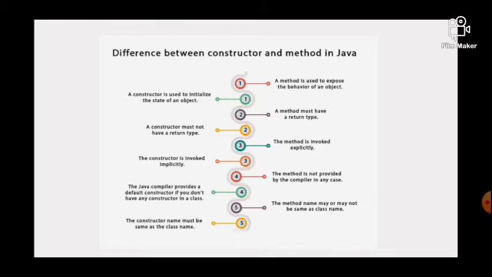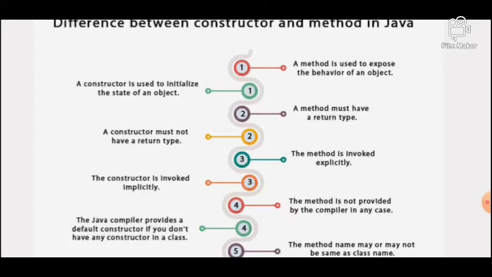The main difference between them is that a method is used to expose the behavior of an object, while the constructor initializes the object when we are creating it. Method must have a return type. I think you used functions in the C programming language; in Java, or object-oriented programming, we use the same thing as a method. We are not talking about functions, we are talking about methods. So a method must have a return type, and a constructor has no return type.